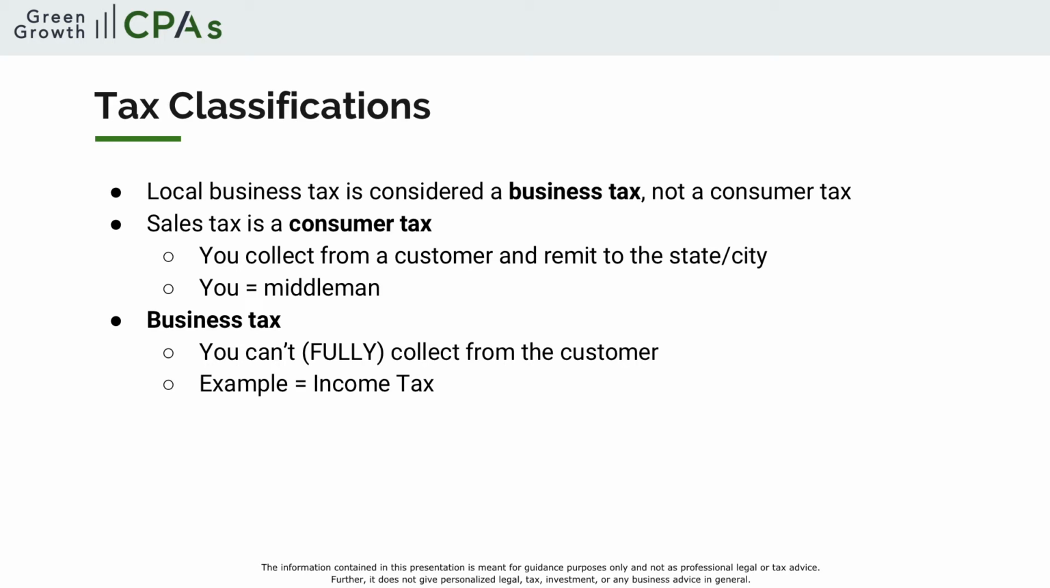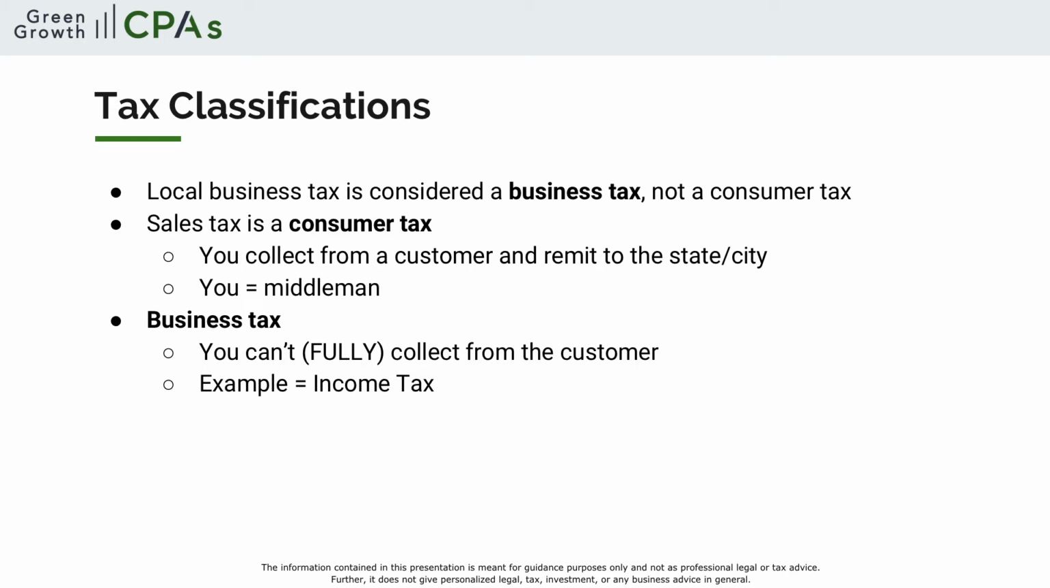Now, a business tax, conversely, is something that you can't fully collect from the consumer or the customer as you would a sales tax. And an example of a business tax for a small business would be income tax. Your income tax is the amount you pay on your total income from your cannabis business to the federal and state governments. For cannabis business owners, you may see a business tax that is 5% of your gross receipts, and we'll talk about gross receipts later in this video.